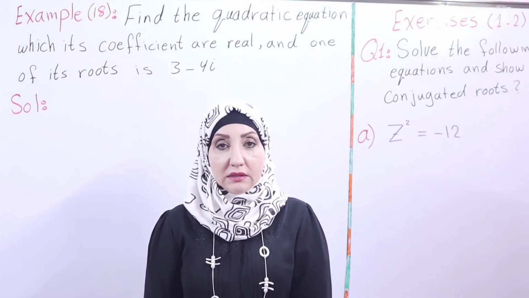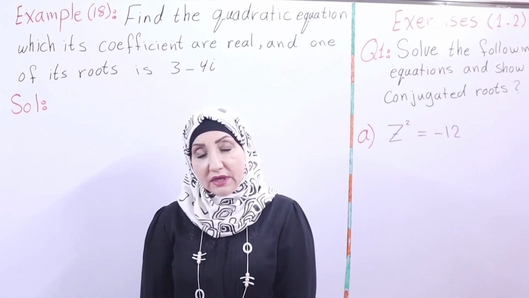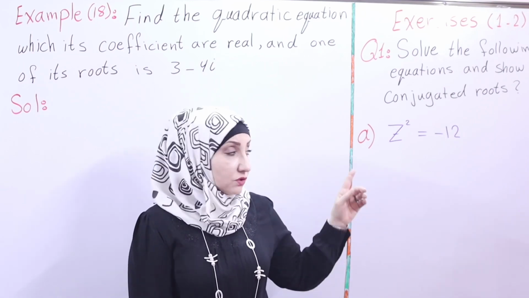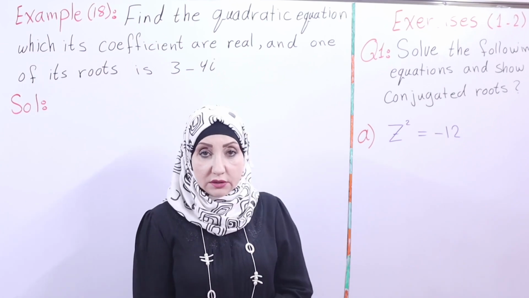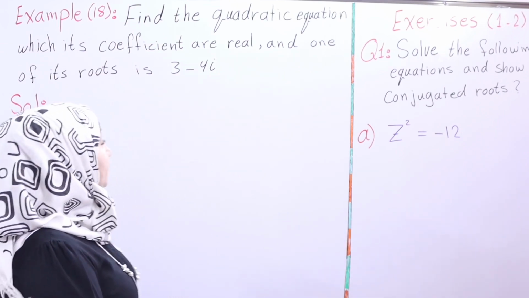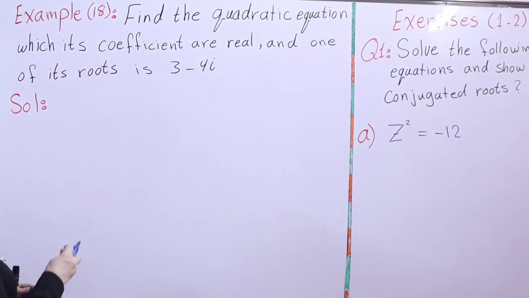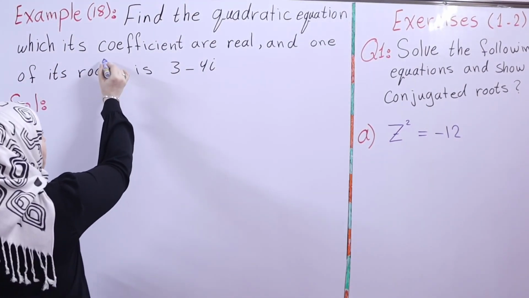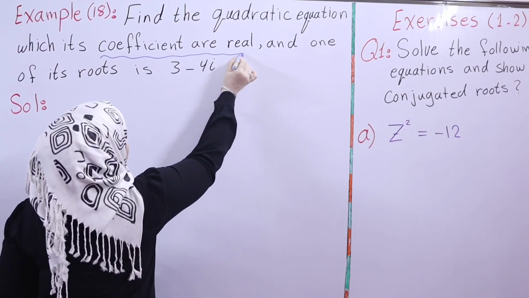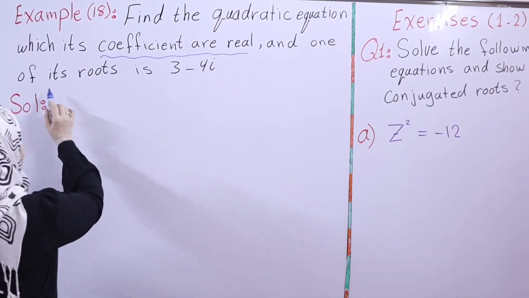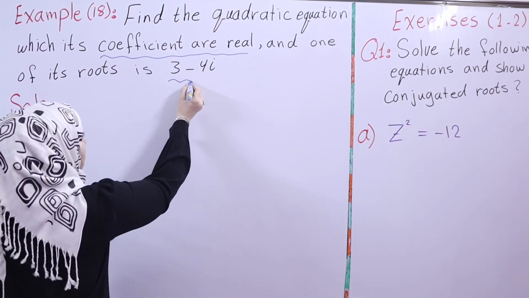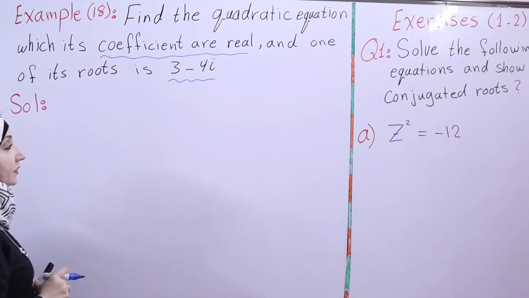Today we will solve the last example before we start to solve exercises 1, 2. Example 18. Find the quadratic equation whose coefficients are real and one of its roots is 3 minus 4i.